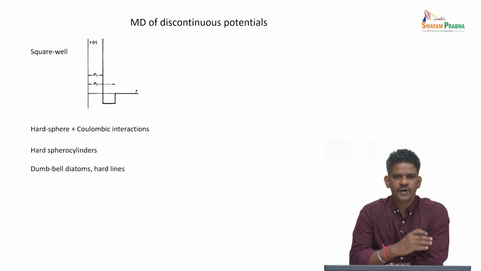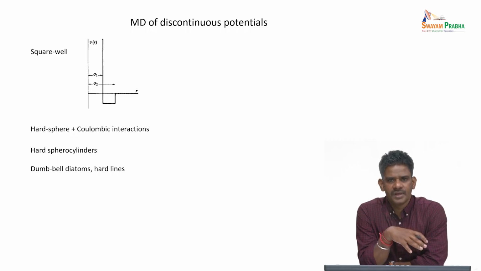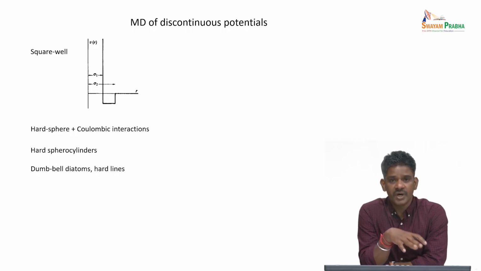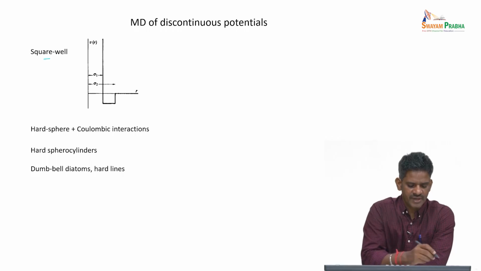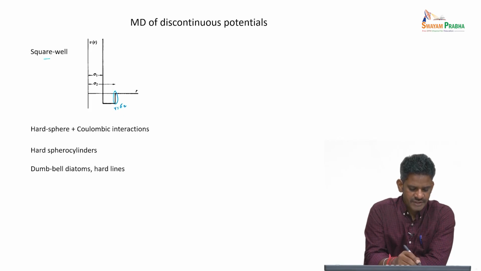Now, the algorithm we discussed is focused on the hard sphere system, but this method can be generalized for other discontinuous potentials such as the square wave model, where you can see that there is a discontinuity at r equal to sigma 2 as well as at r equal to sigma 1.